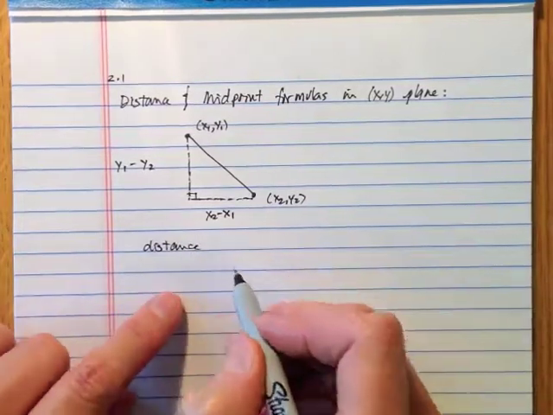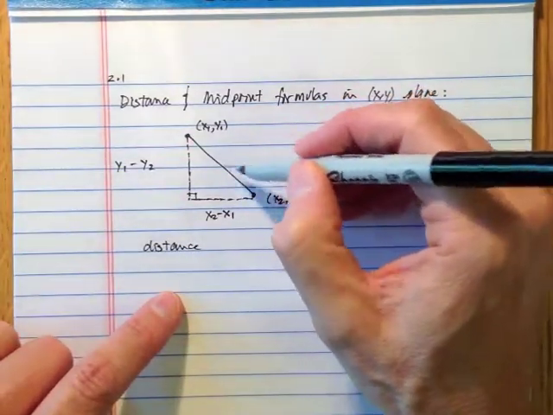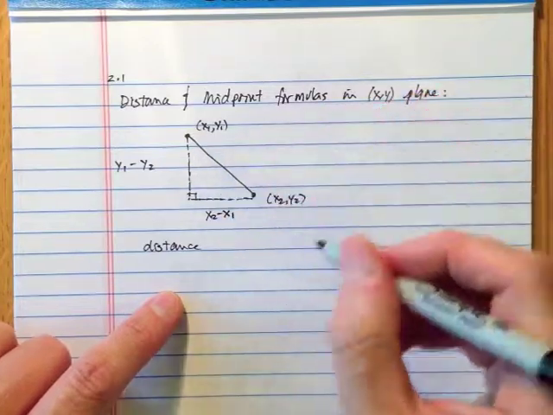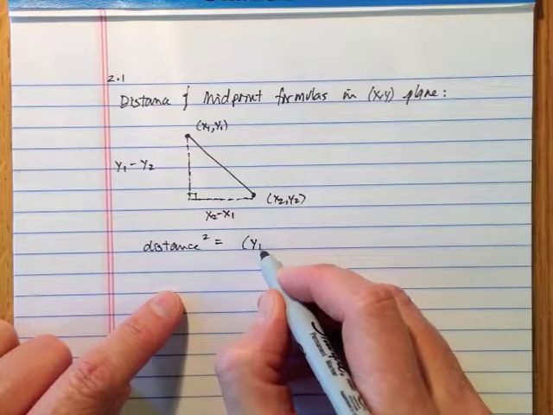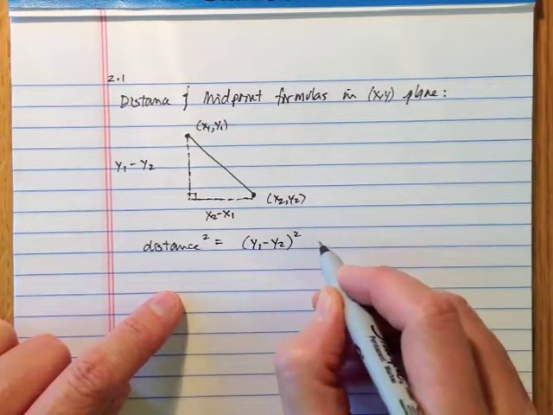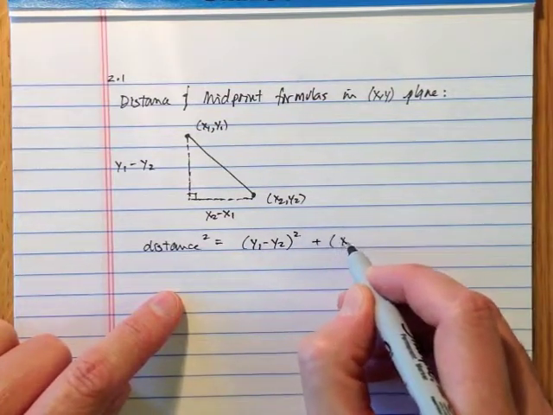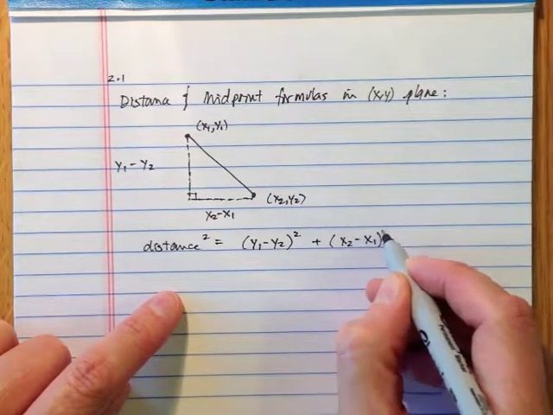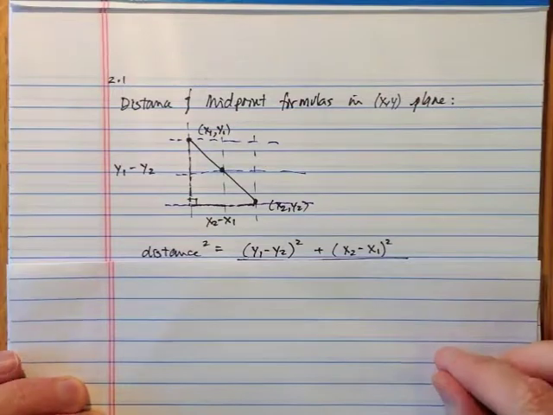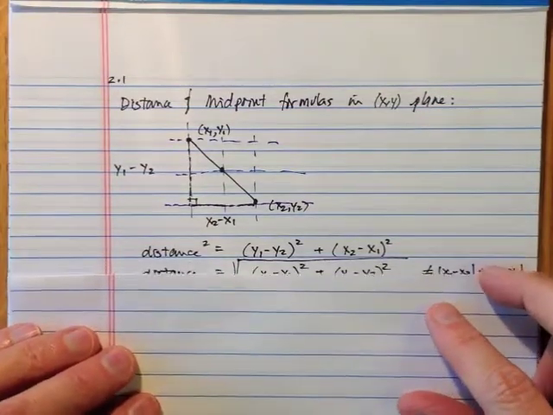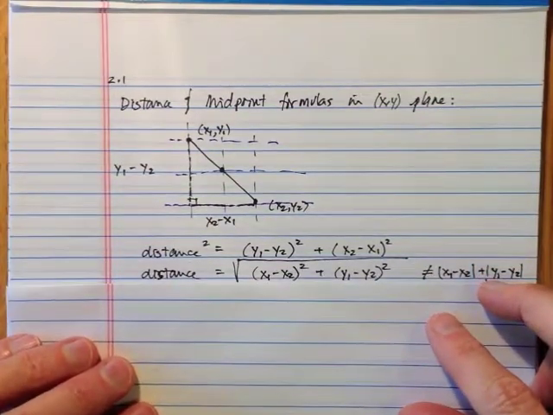So what's the distance? Well, it's the hypotenuse of this right triangle. The distance squared must be y1 minus y2 squared, plus x1 minus x2 squared. It must be the sum of the squares of the legs of the triangle. So that distance I'm looking for must be the square root of that.